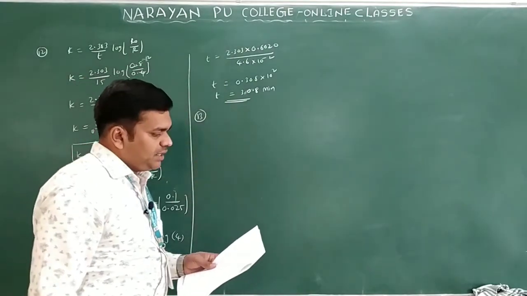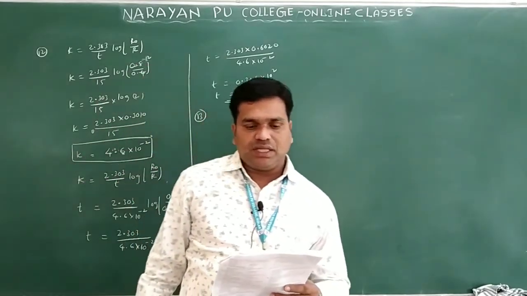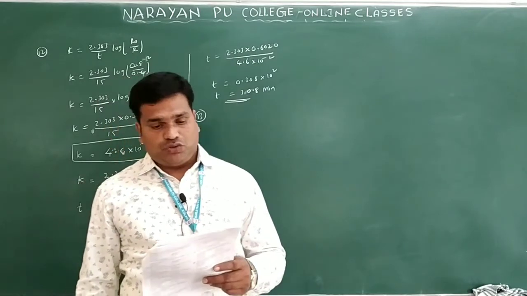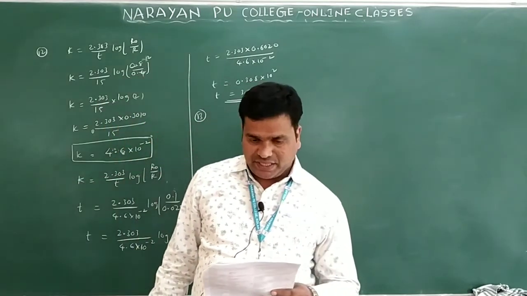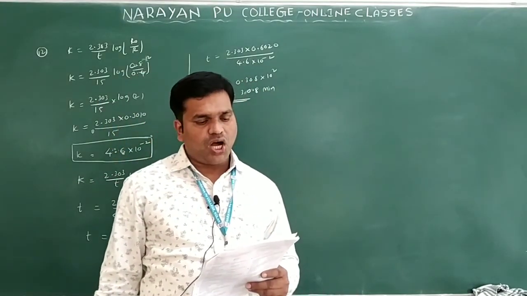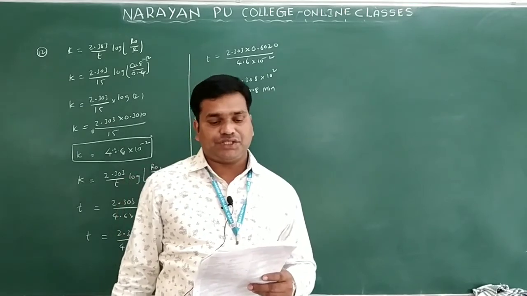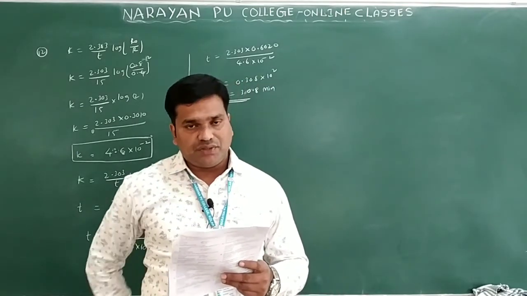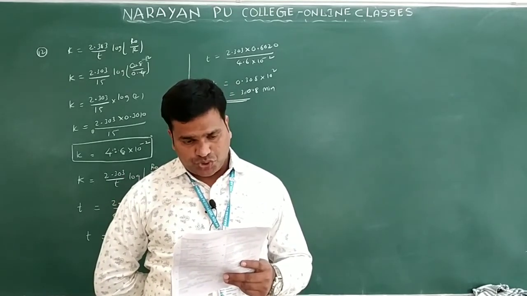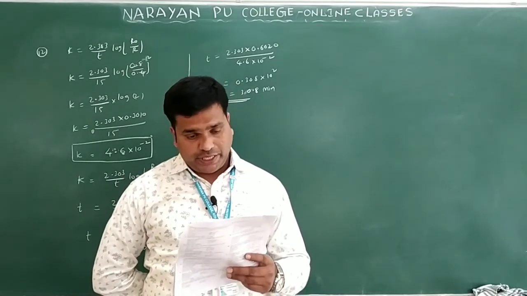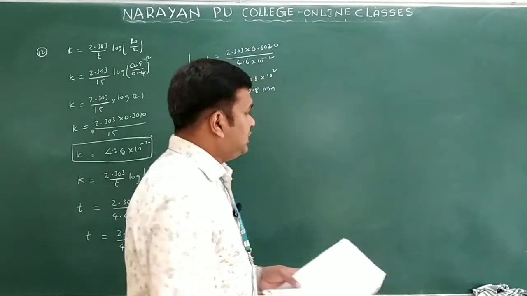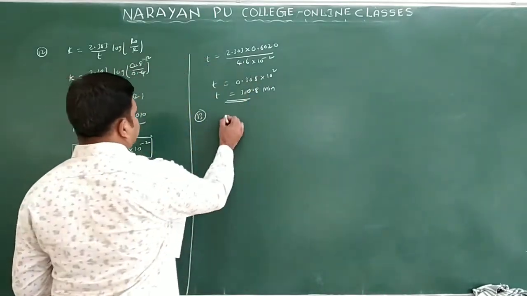Question number 13: in a first order reaction, the concentration of the reactant is reduced to 25% in 1 hour. What is the half-life of the reaction? In a first order reaction, the concentration of the reactant is reduced to how much? 25%. In how much time? In 1 hour.